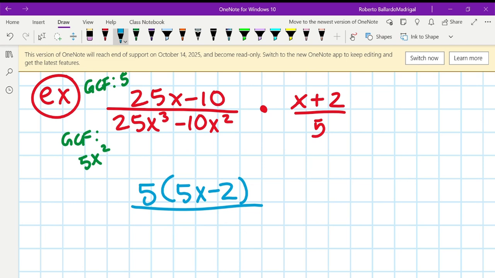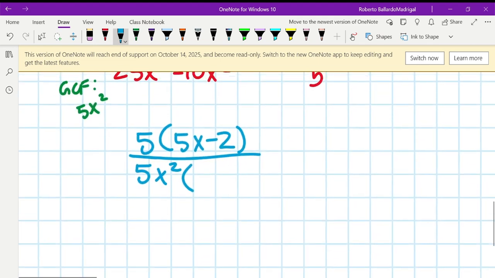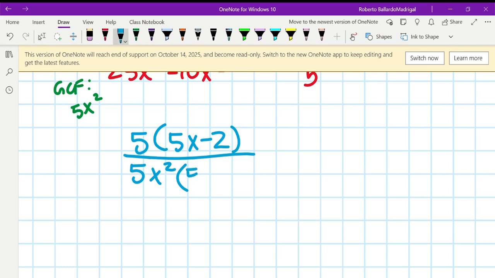From the denominator, we're taking out a 5x squared. So I'll go ahead and write out a 5x squared. What am I going to have inside my parentheses? 5x minus what? 5x minus 2. And don't forget, we are multiplying all of this by x plus 2 over 5.